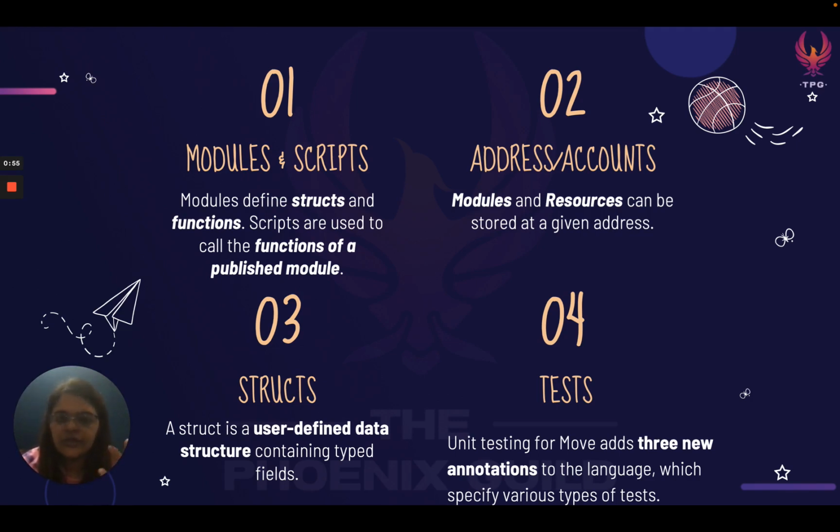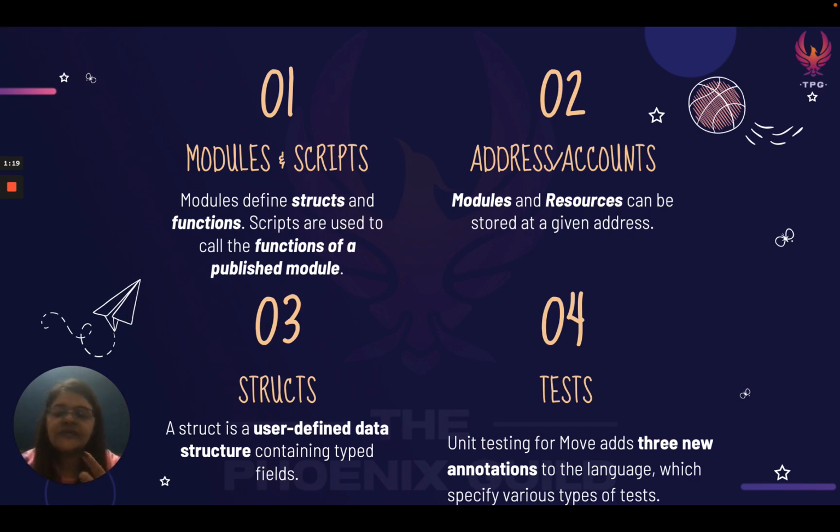But in this video, we are going to look at some common features that you see across programming languages. The first one is modules and scripts, right? So modules and scripts are two things that you will come across which form the body of a Move contract, right? Which you can deploy on the blockchain eventually.